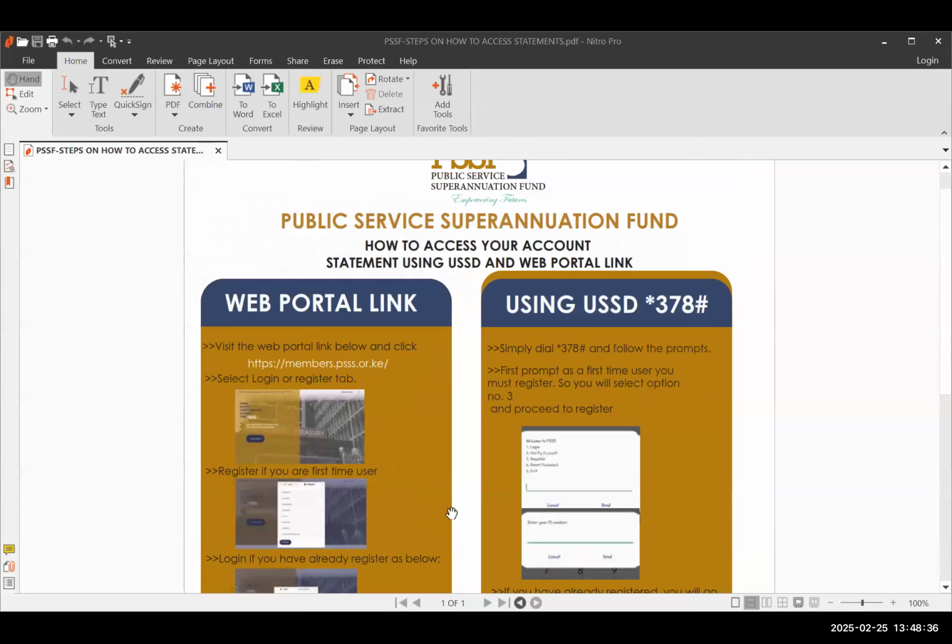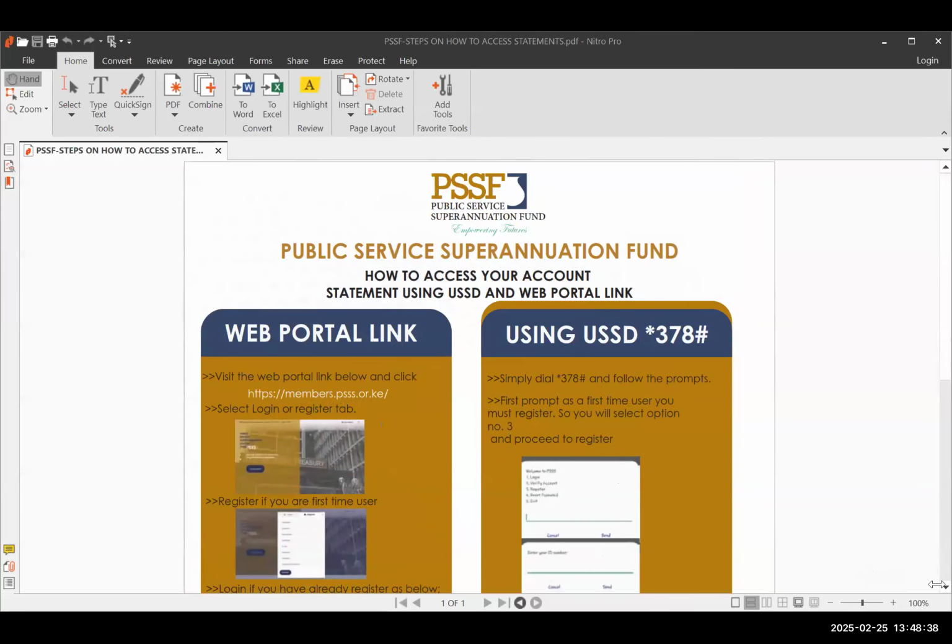Demonstrate if you're sharing your screen. Please share so that members can follow. Is it visible now? Yes, it is.